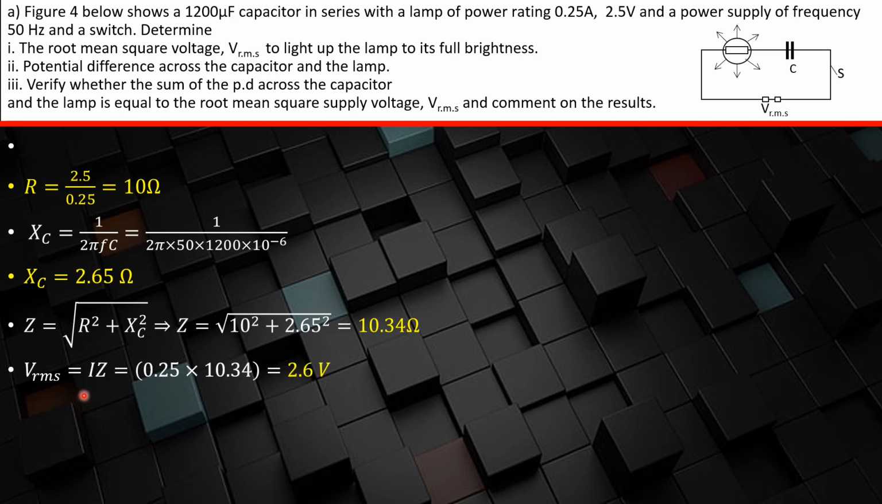Now the root mean square voltage, of course, is I times Z, and our I there is 0.25 as the current in the circuit, multiplied by Z, which gives us 2.6 volts.